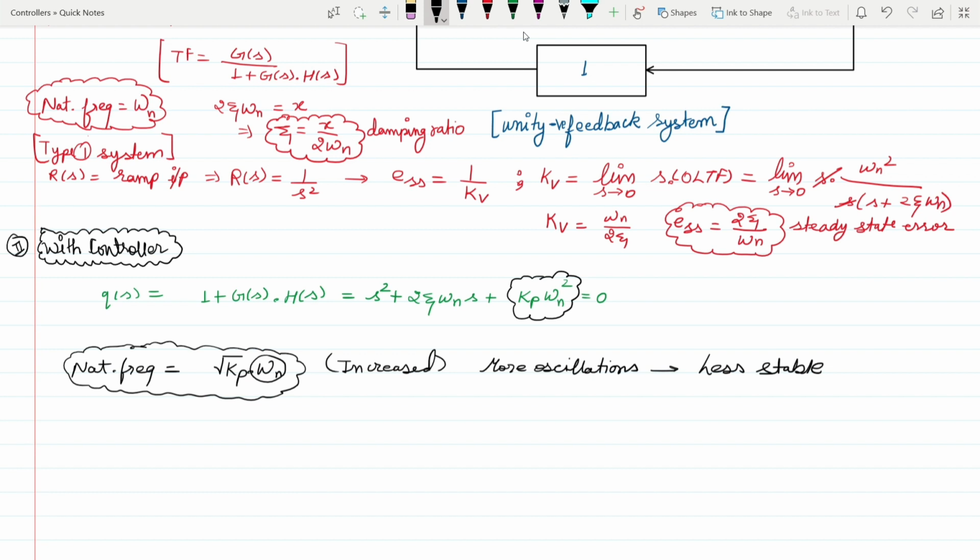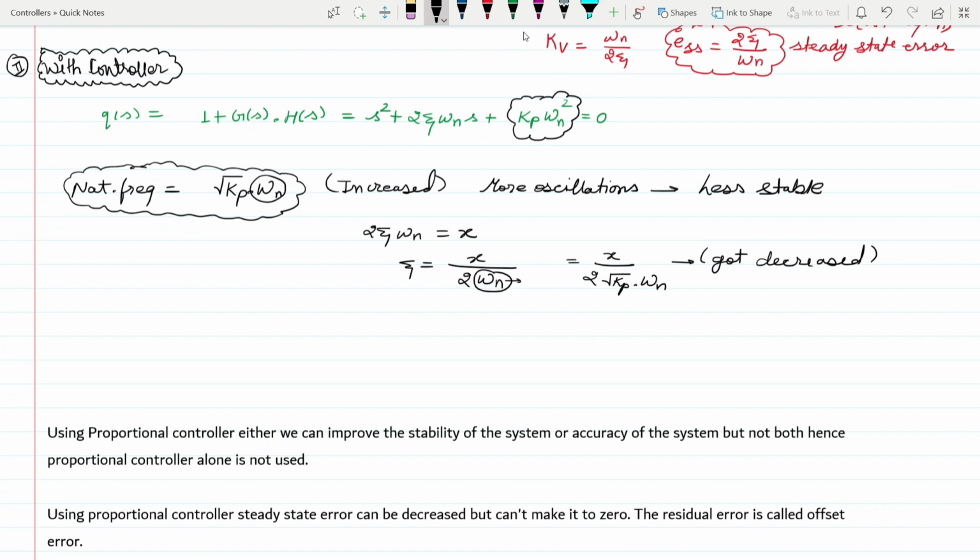Here also let's consider 2 zeta omega n equals to some x. So zeta will become x divided by 2 omega n, and here the natural frequency omega n is equal to root Kp into omega n, so zeta is x divided by 2 root Kp into omega n. So the damping ratio got decreased. We have less damping observed over here. In comparison to the previous one, we got less damping. So this is the damping ratio.